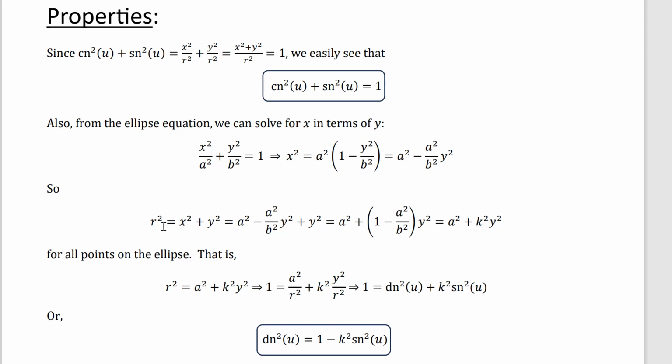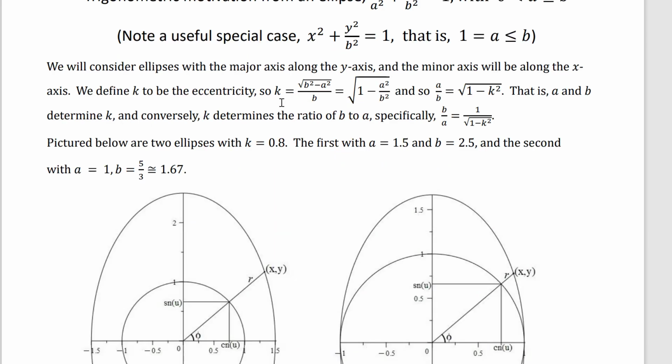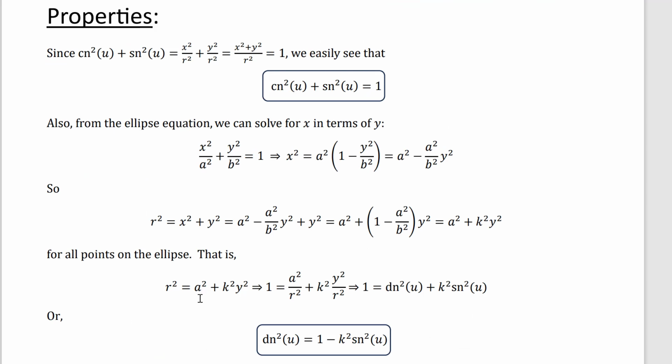And if we substitute that into the formula for r squared, x squared plus y squared, then I get this for x squared. And then I could essentially add 1 minus a squared over b squared times y squared. But that was for k squared, the eccentricity up here, right? So k is this. So k squared is 1 minus a squared over b squared. So I have r squared is a squared plus k squared y squared.